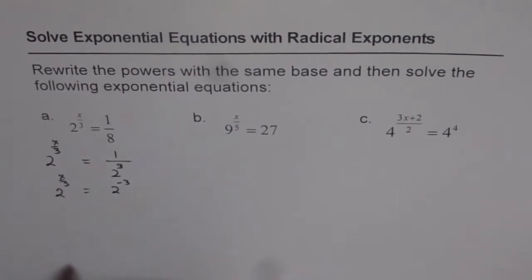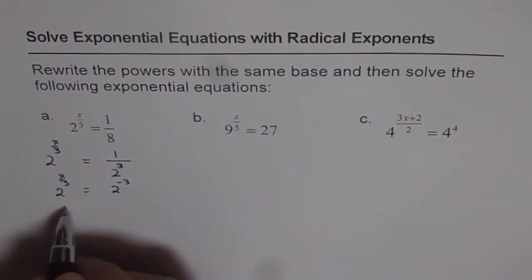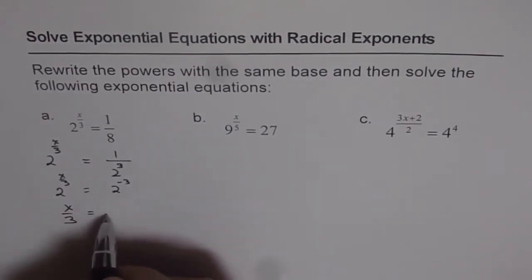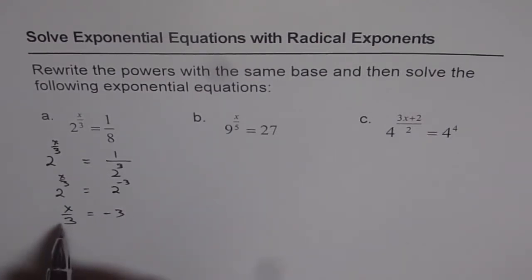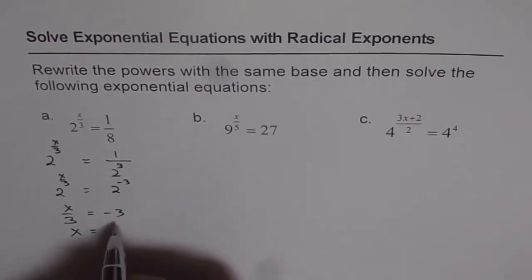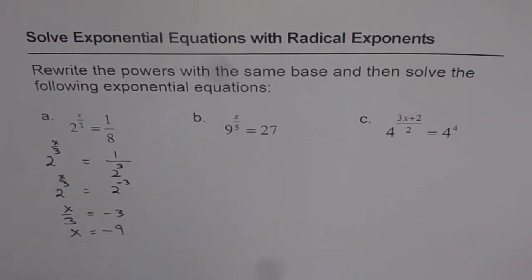Now we can equate the exponents. They have the same base. We get x over 3 equals to minus 3. And from here, what is x? x is equals to minus 3 times 3, which is minus 9. So that is our answer for the given question.